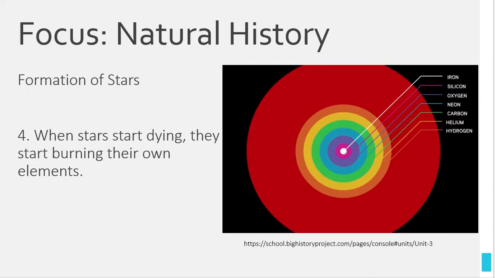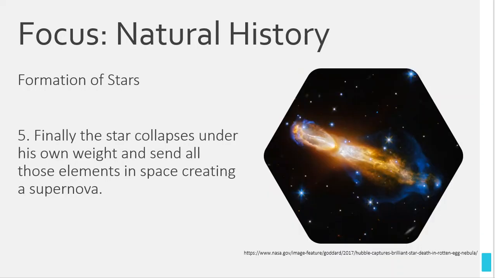When a star starts dying, it starts burning its own elements. The first element burned is the one on the outer layer, hydrogen. Then helium, carbon, neon, oxygen, silicon, and finally when it gets to iron, it can't burn anything else. Finally, the star collapses under its own weight and sends all those elements into space, creating a supernova.